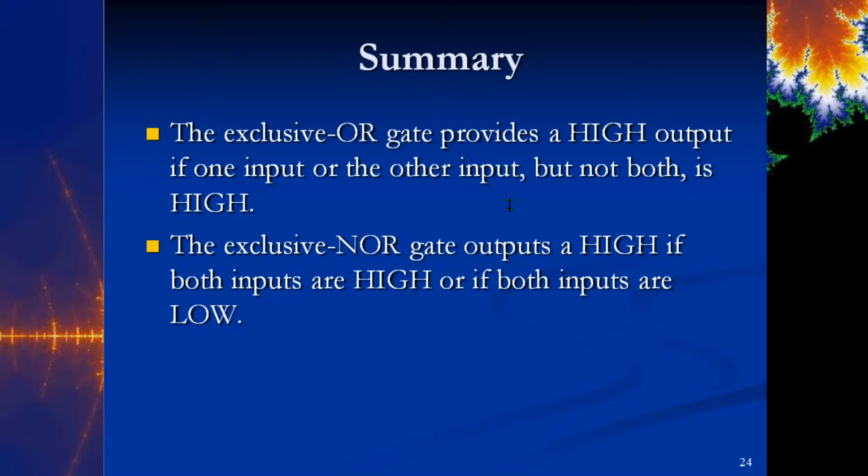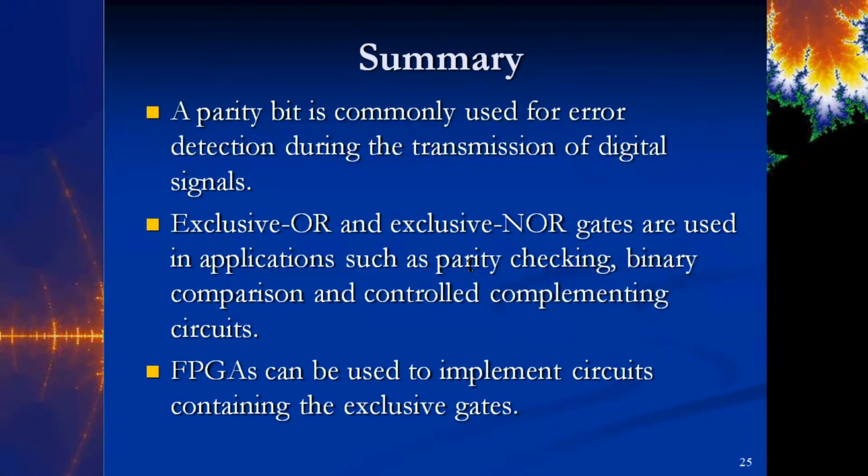So, again, the exclusive OR gate provides a high output if one input or the other input, but not both, is high. The exclusive NOR gate outputs a high if both are high or if both are low. Parity bit is commonly used for error detection in the transmission of digital signals because we can detect whether or not the parity has changed. In other words, a 0 has made its way to a high accidentally. And they're used in parity checking and binary comparison.